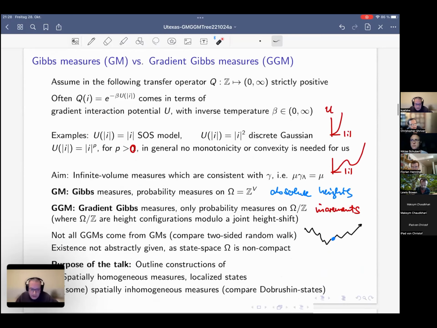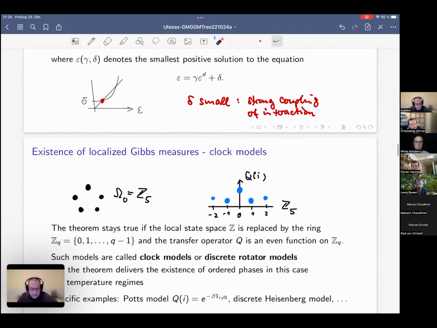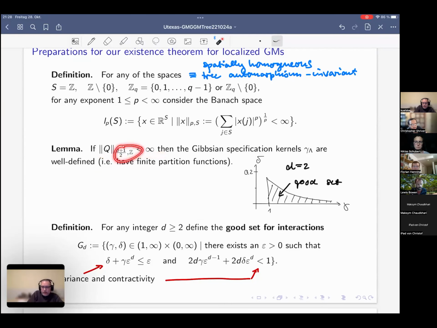And the condition is needed to make this true, and this is the finiteness of this norm. Yes. Okay, and then, excuse me, what is D in this case? D is the degree of the tree, so D plus 1 is the number of nearest neighbors. Oh, okay, I see. So here it's a binary tree. D equal 2 means binary tree.